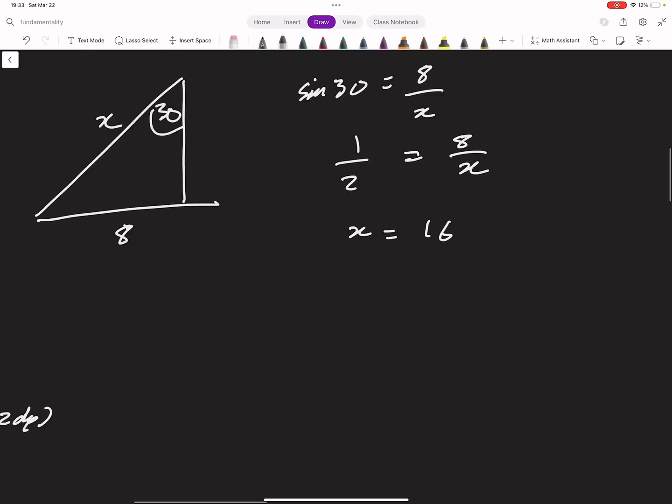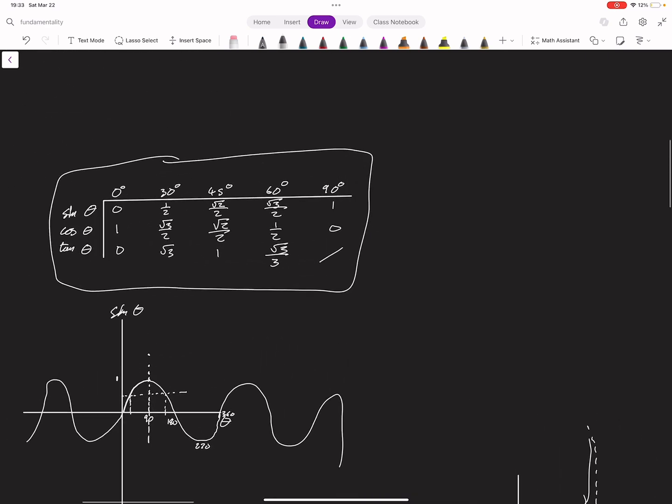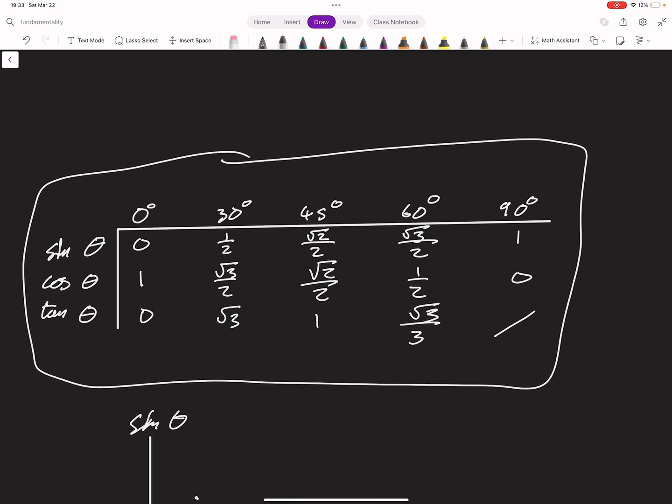So it is very important to learn these, and they can just ask you, what is sine 30? What is cos 60? And you just need to just relay that off.